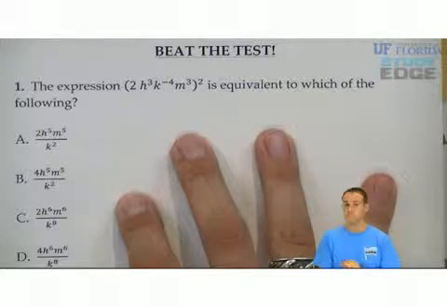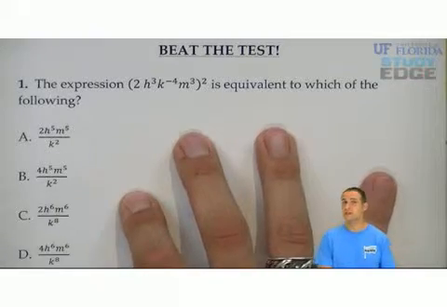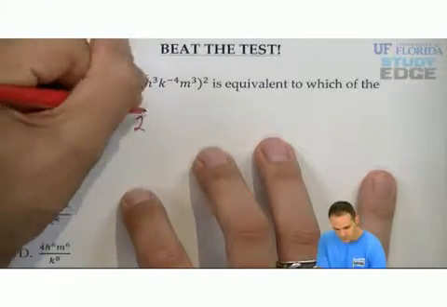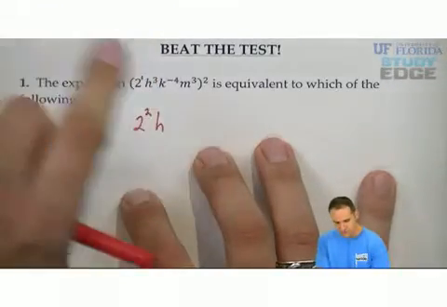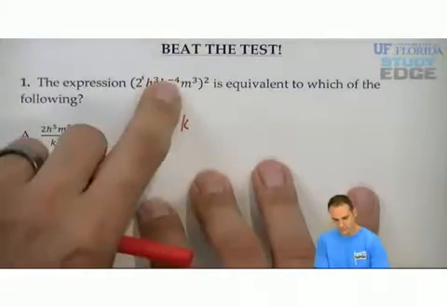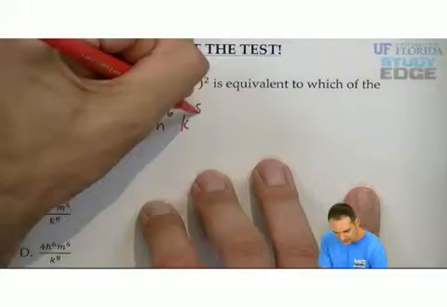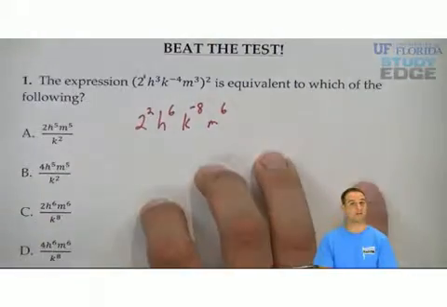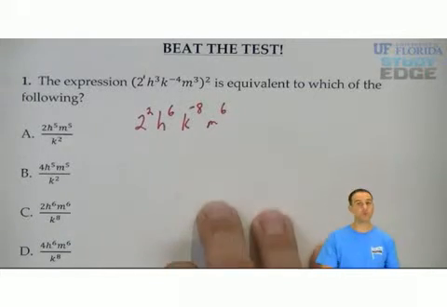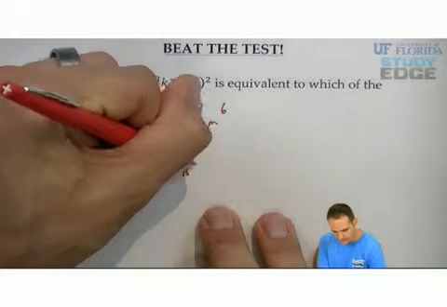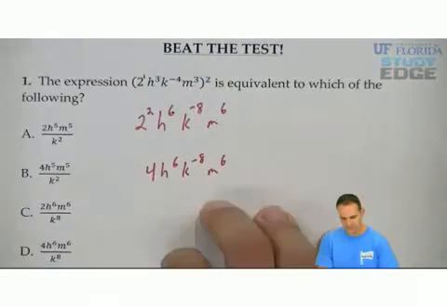This expression is equivalent to which of the following? So again, let's all raise to the second power. That would be 2 to the first. We would have 2 squared. H to the 2 times 3 is 6. K to the 2 times negative 4 is negative 8. And 2 times 3 will be m to the 6th power. 2 squared, that's 2 to the second power, will give me 4. H to the 6th, k to the negative 8, m to the 6th.